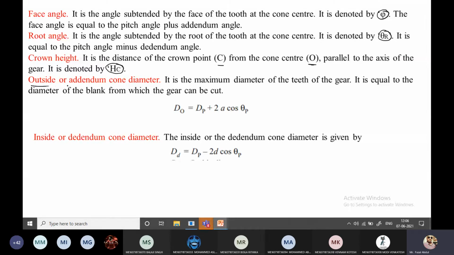And outside cone diameter, otherwise addendum cone diameter. This relation we need to remember: dp plus 2a cos theta p. And inside cone diameter, that is dp minus 2d cos theta p. So theta p is the pitch angle. If I represent the pitch angle with 1, that is for the pinion. If I write 2, that is for the gear. Remember this difference.